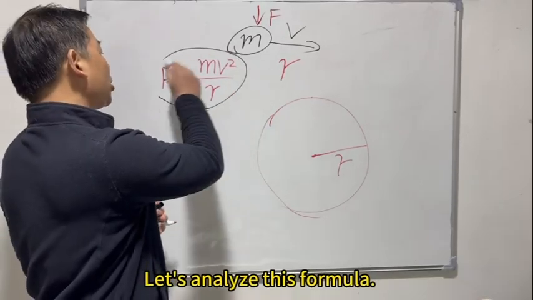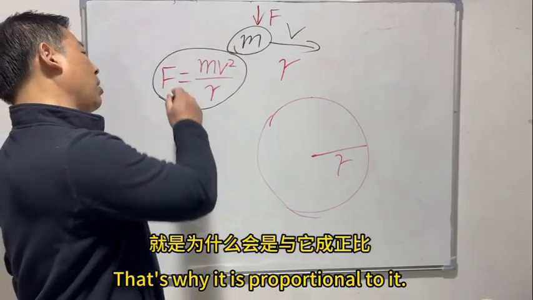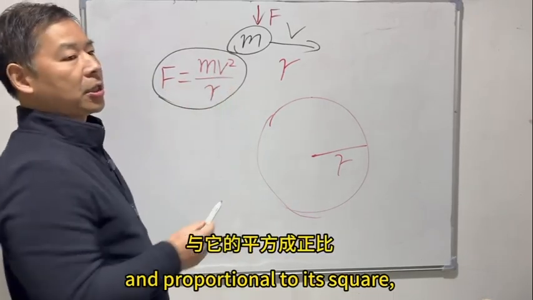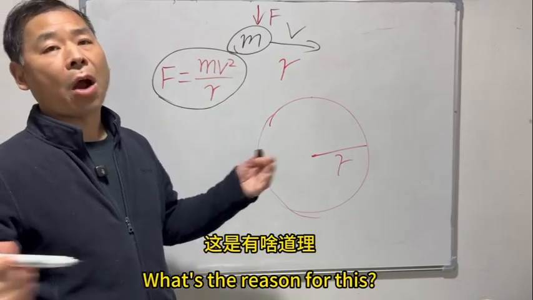Let's analyze this formula. The logic is why F is proportional to m, proportional to the square of v, and inversely proportional to r. What's the reason for this?